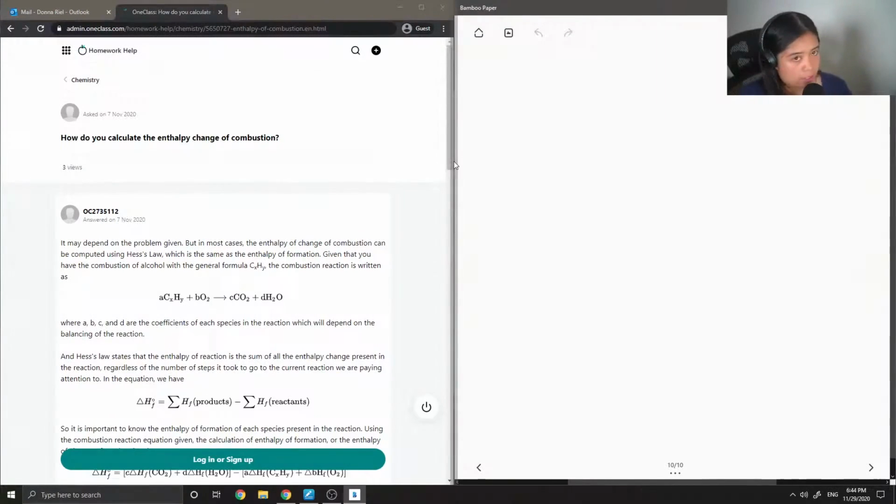Okay, so question 10 asks, how do you calculate the enthalpy change of combustion? Okay, so let me write out the definition of enthalpy change of combustion.